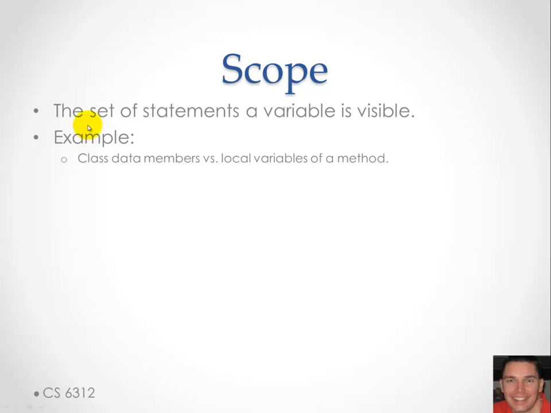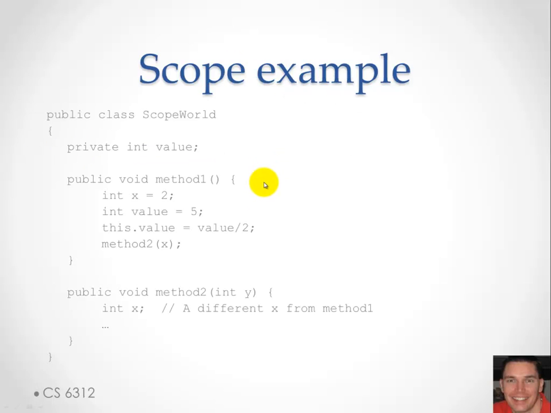Simple definition of scope is just the set of statements a variable is visible and accessible within our program. And so we've already seen this when we have class data members versus local variables of a method. If I look at an example here, we have this class ScopeWorld, private int value. This is a data member of the class. So this value data member is going to be accessible within each one of the methods within my class. So I can access it within method 1, method 2, and any other methods that I may have.